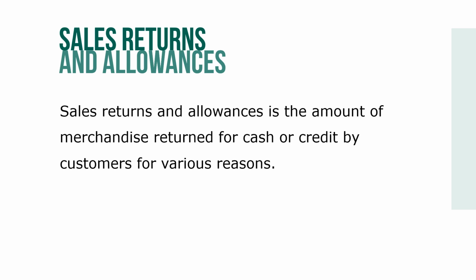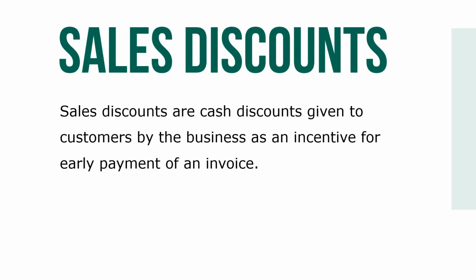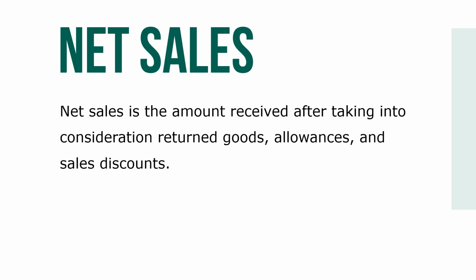Sales returns and allowances is the amount of merchandise returned for cash or credit by customers for various reasons. Sales discounts are cash discounts given to customers by the business as an incentive for early payment of an invoice. For example, 3/15, n/45, where a 3% extra discount is given if the invoice is paid within 15 days rather than the net date of 45 days. Net sales is the amount received after taking into consideration returned goods, allowances, and sales discounts.